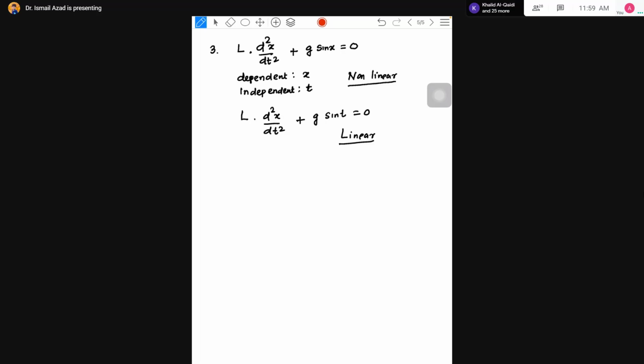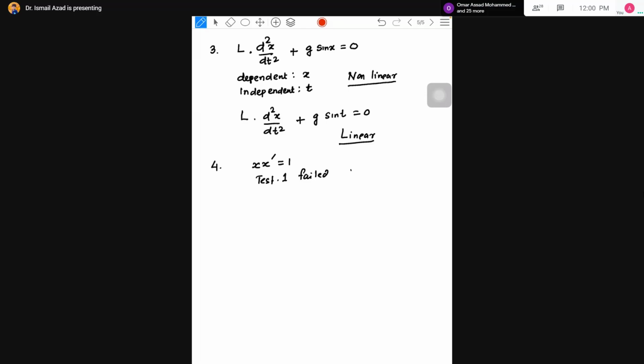Then the last question for today: x prime equals x. What do you say? Non-linear. Why? Because the dependent is x and it is multiplied with x. Very good. The dependent is x and it is multiplied with the derivative of the dependent variable. That means test 1 fails.